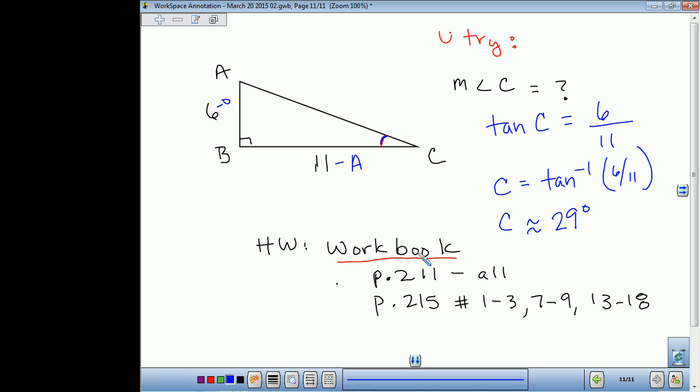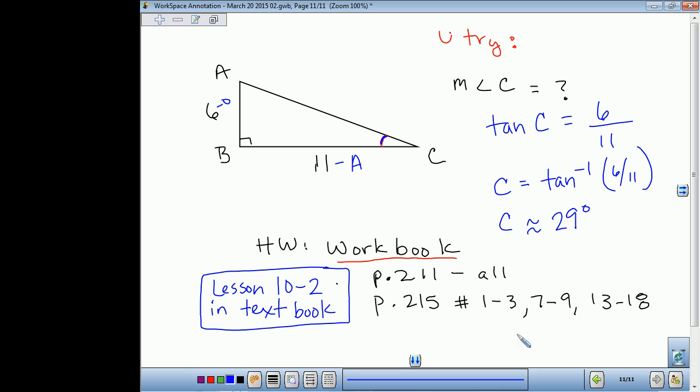Okay, your assignment is out of your workbook. It's page 211 all, and then page 215, 1 through 3, 7 through 9, and 13 through 18. If the video went a little too fast for you, you are welcome to watch it again. It is uploaded to YouTube. Also, this is out of lesson 10-2 in your textbook. So you might find it more helpful to look at the examples in the textbook, if the video was a little too fast, that's what you can reference.